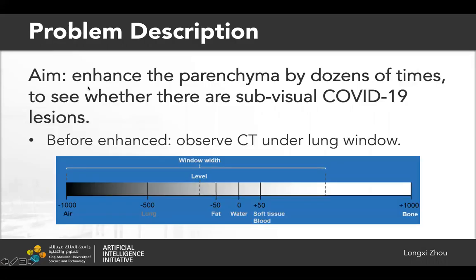Thus, we come up with our research aim. We want to enhance the parenchyma by dozens of times to see whether there are subvisual COVID-19 lesions. We usually observe the CT under the lung window. However, the lung window is not good. The window width for the lung window is too large, so some of the lesion signals may be overwhelmed and unnoticeable.